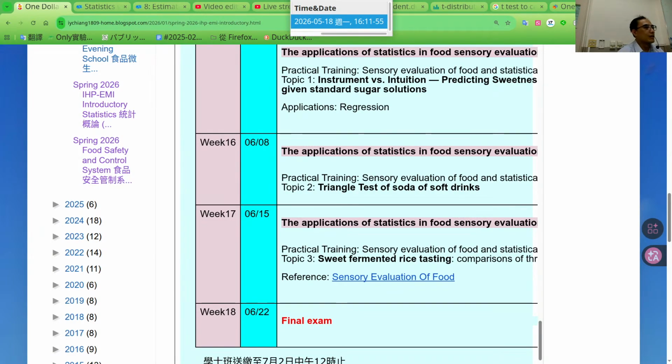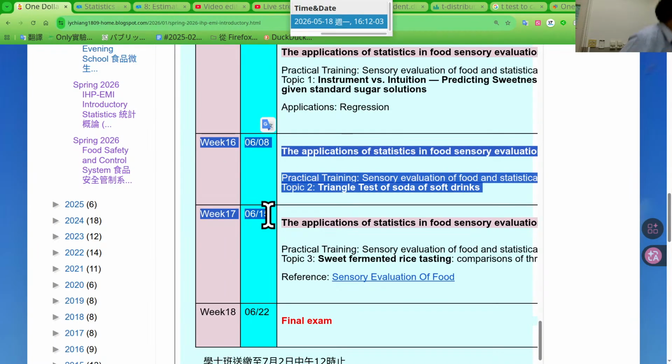And now, I plan to have a food testing, food evaluation in week 16 and week 17. For example, we can test different drinks and different foods. I may give you 3 cups of drink. 2 are identical, 1 is different from the other 2. Can you find which one is the different one?